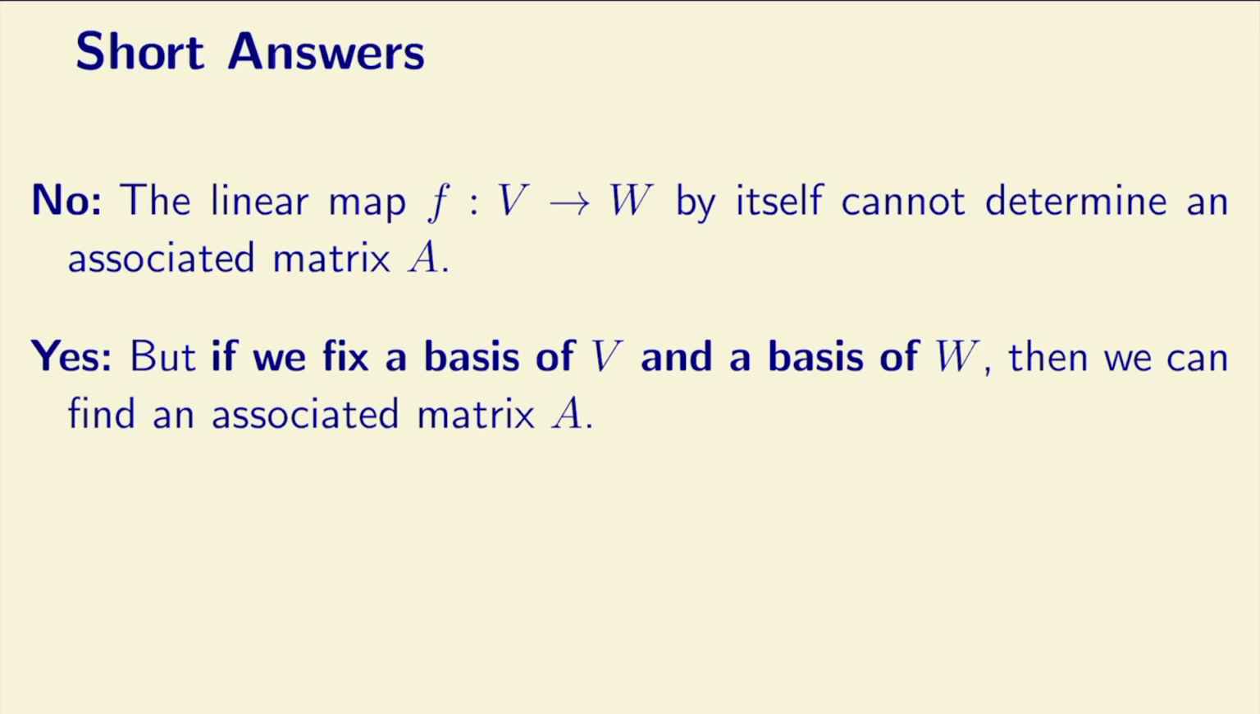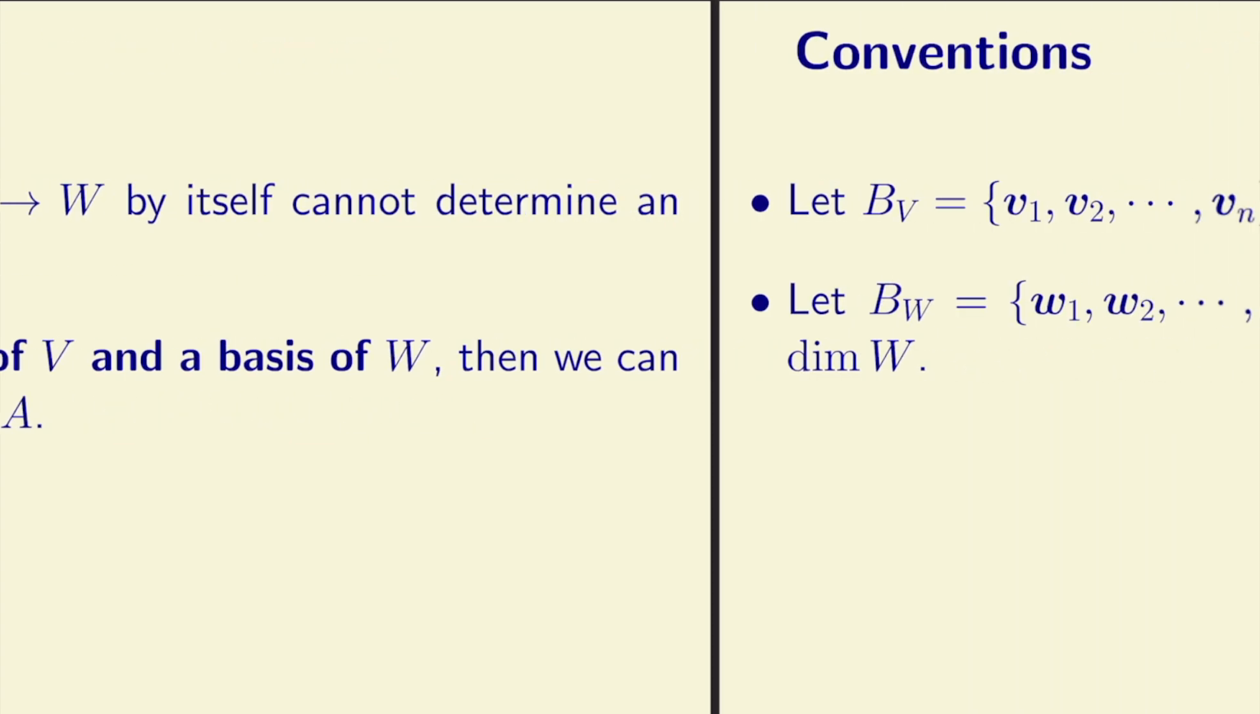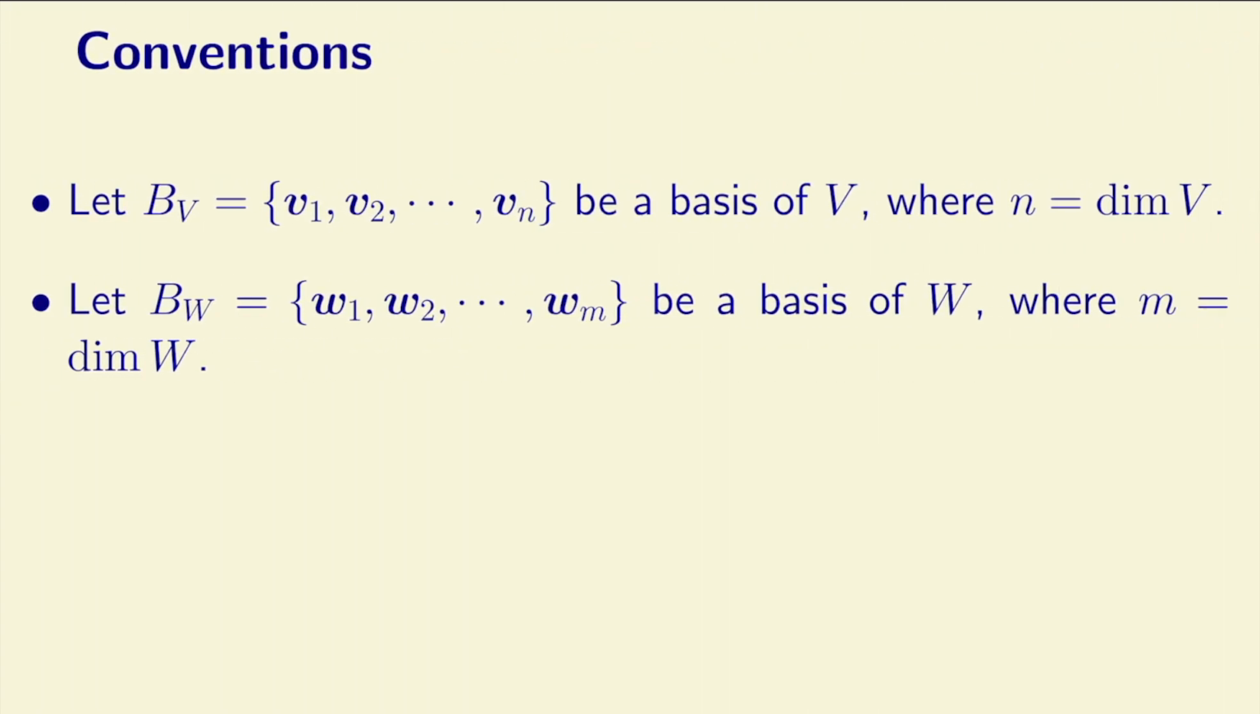Right, and the notes are very specific about that. Let's look at the conventions on the next page. It says, let B_V equal v1, v2, ..., vn be a basis of V, where n equals dim V, and let B_W equal w1, w2, ..., wm be a basis of W, where m equals dim W. Okay, so we're just setting up our coordinate systems for the starting space V and the ending space W. I'm with you so far. What do we do with them?